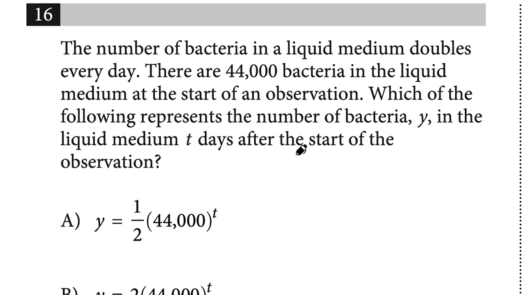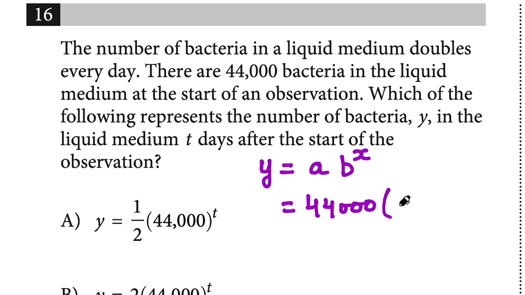So it's exponential, right? And there are 44,000 bacteria in the liquid medium at the start of the observation. That means this is the initial value. And because now we know it's an exponential function, let's write a·b^x. A is the initial value. What is the initial value? That means when we have started the experiment, what is the number of bacteria? 44,000. How is it changing? It is changing with the power of 2, right? And after t days, so that means t is the input here, and this y will be the output.